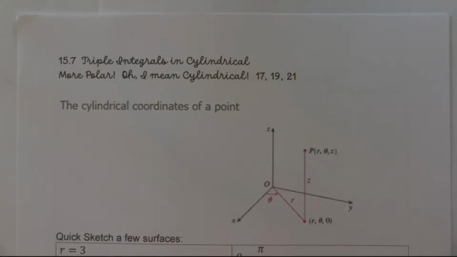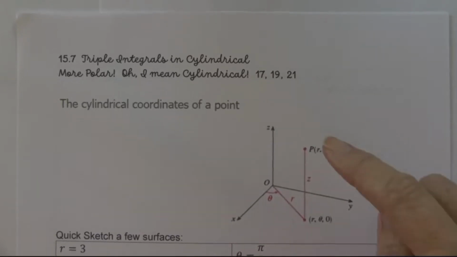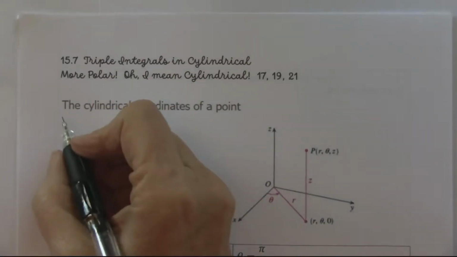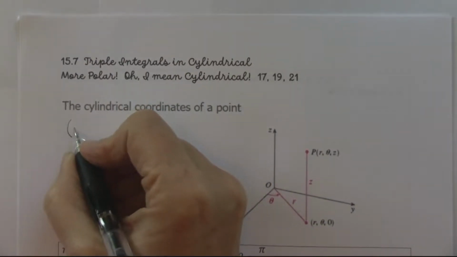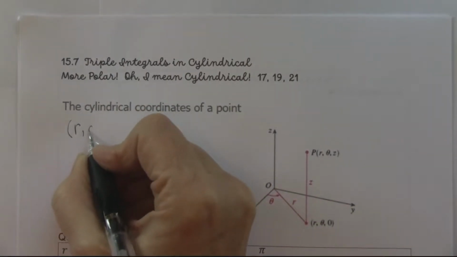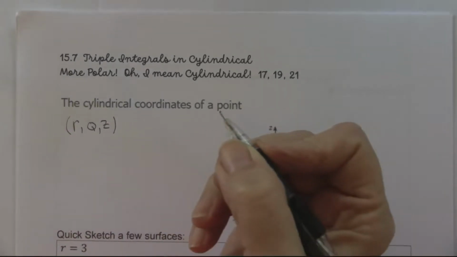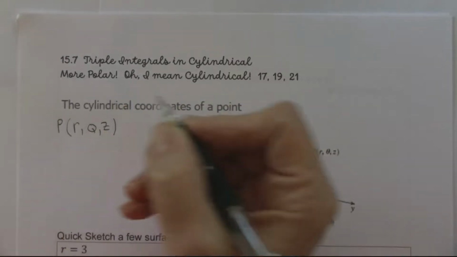So we're going to look at it, and the first thing I want to look at is just a little bit about cylindrical coordinates. The form of a point in cylindrical coordinates is r, theta, z. So that's what your triplet would look like for any point.